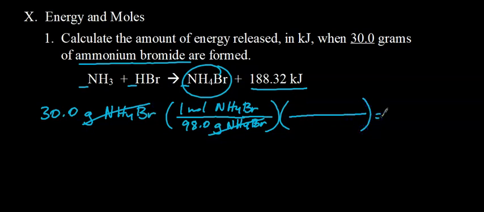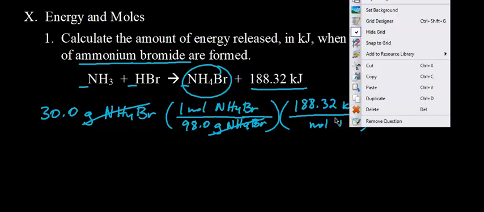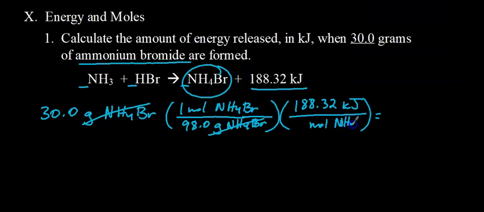And then our next step is to find the total energy released. So 188.32 kilojoules. Now be careful here. Again, this number is relative to the amounts of each of the substances involved in the reaction according to the chemical equation. So 188.32 kilojoules of energy is released per how many moles of ammonium bromide? Well, in our balanced equation, we have 1 mole. If that was a 2 in front of the NH4Br, we'd put a 2 here, but it's not. It's a 1, so it's per 1 mole.